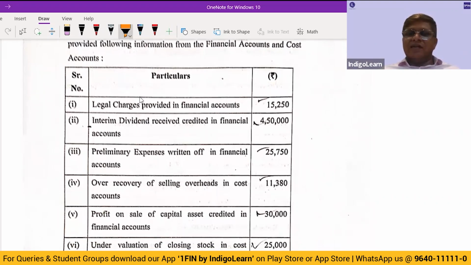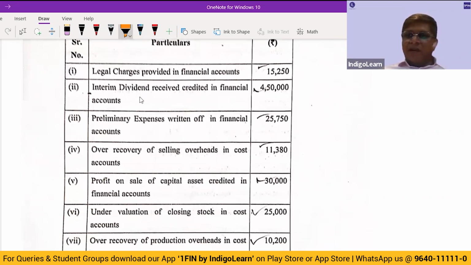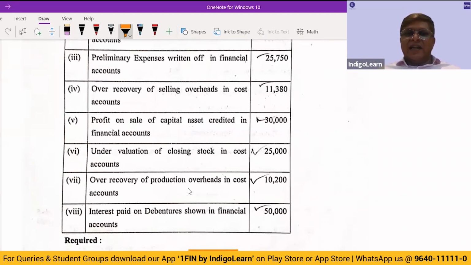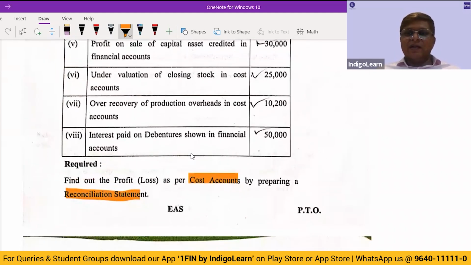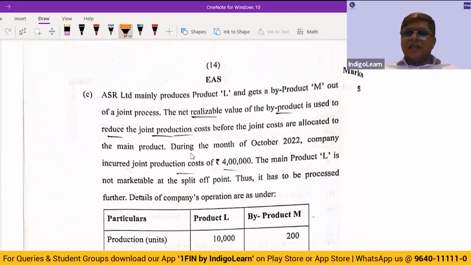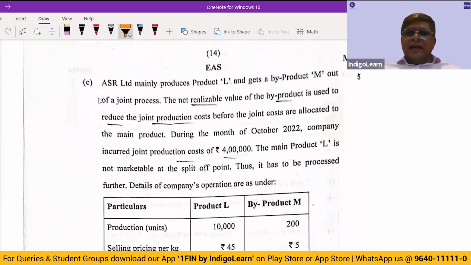Over recovery of selling cost. So, like that, one by one, you need to look at it and do the reconciliation. None of the adjustment items look difficult or tricky. We have done many questions like this. It is a simple 5-mark question given to us. Next question for 5 marks.